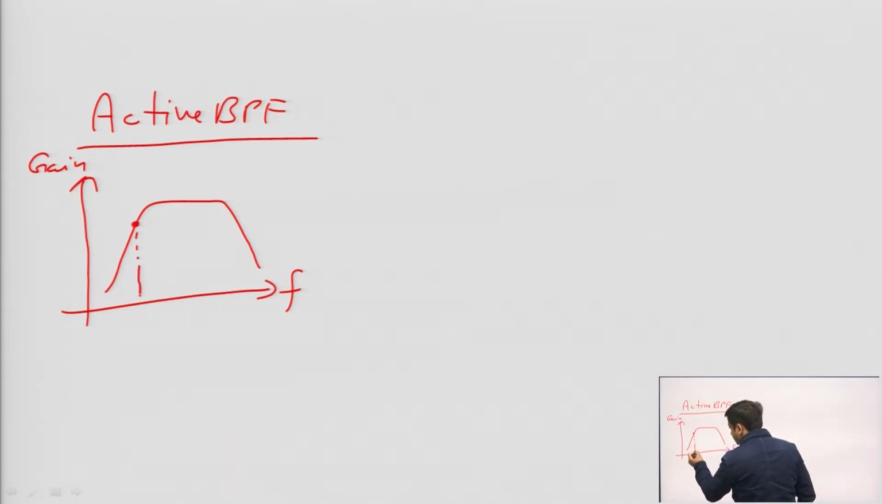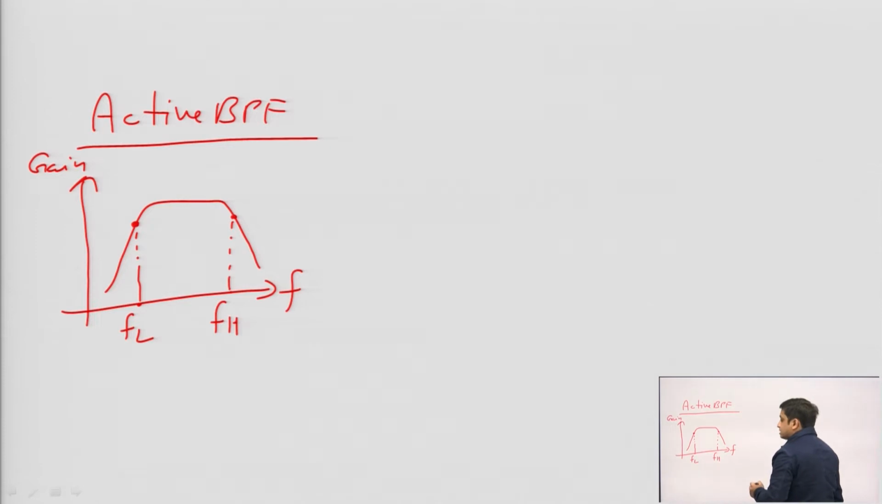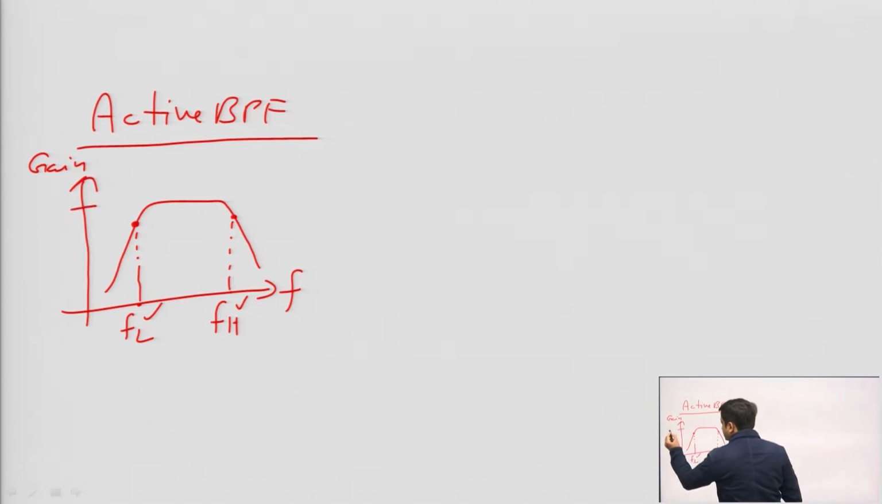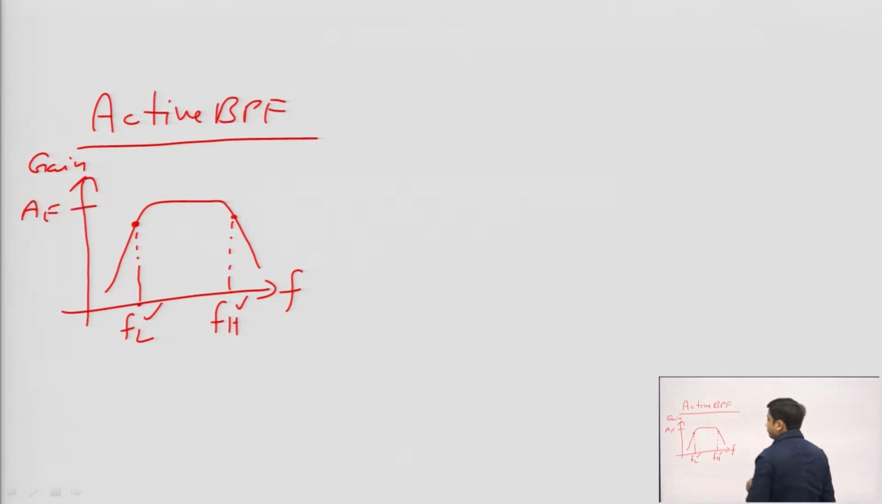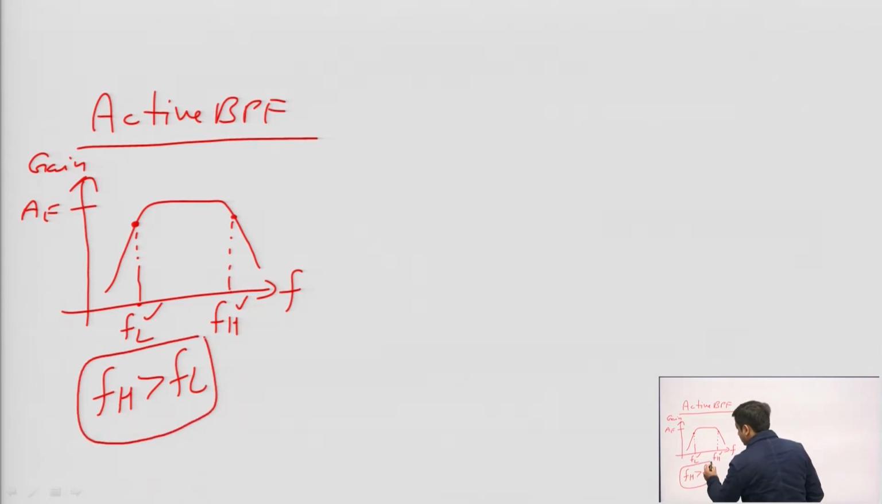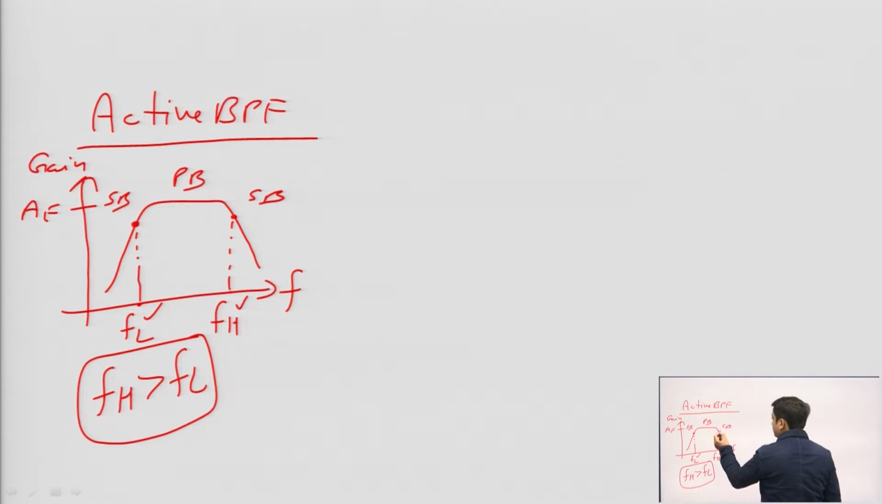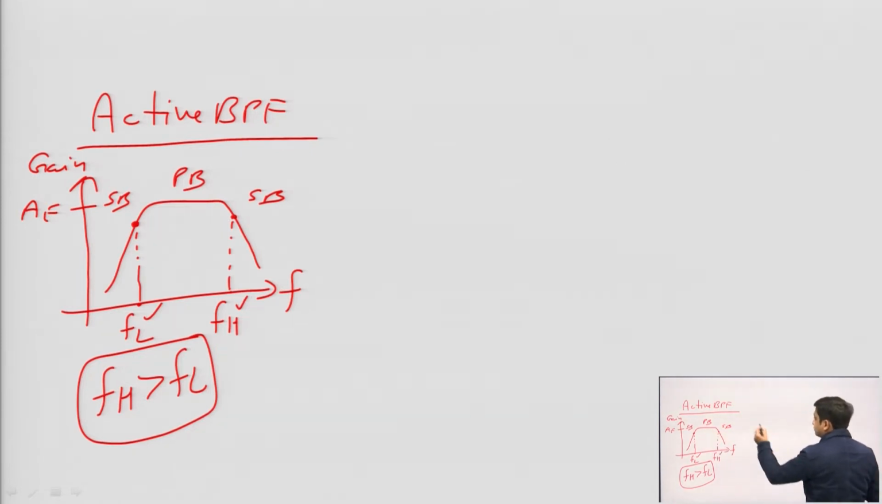And there are two cutoff frequencies, one is FL and another one is FH. This FL is the lower cutoff frequency, FH is the higher cutoff frequency, and this is the maximum gain which we are getting, let us say it is AF. So, in active band pass filter, FH is greater than FL, and this is your pass band, and these are stop bands, because the signal is attenuating in the stop band, right.